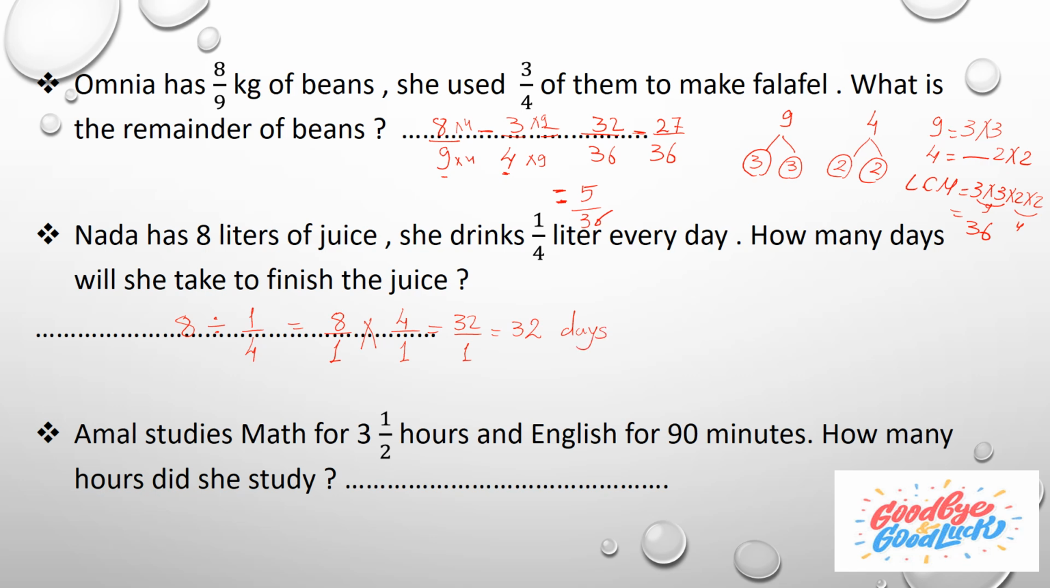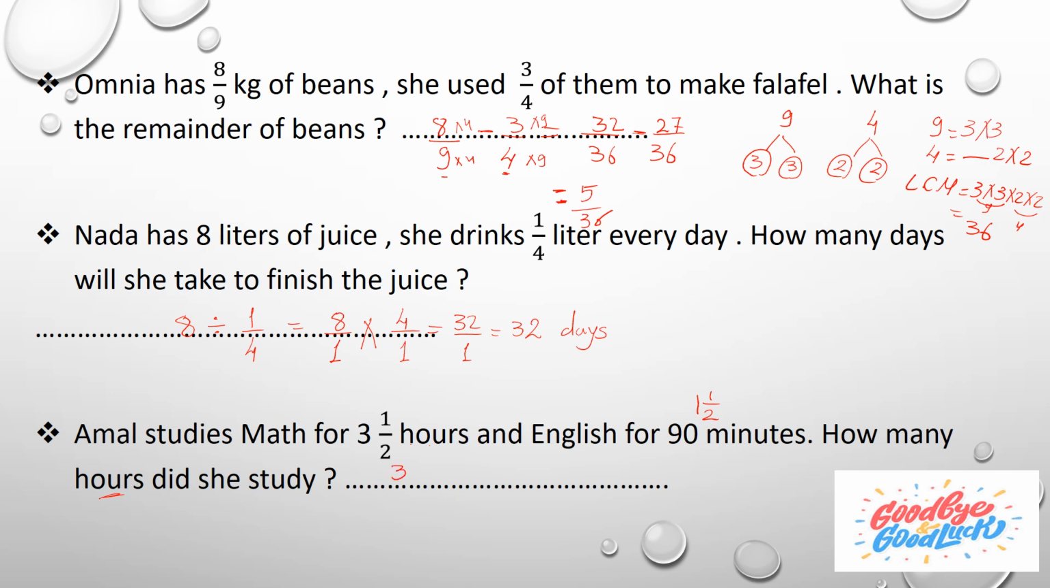Amal studies math for 3.5 hours and English for 90 minutes. How many hours did she study? Here we have hours and minutes. I can't add hours to minutes. We must add hour to hour or minute to minute. All of us studied that 90 minutes means 1.5 hours.